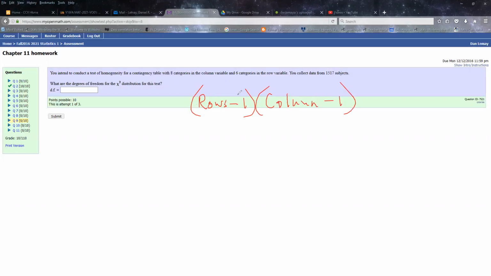minus 1. So since they told me there's 8 categories in the column and 6 categories in the row, that will be 6 minus 1 times 8 minus 1, which is 5 times 7, which is 35 degrees of freedom.